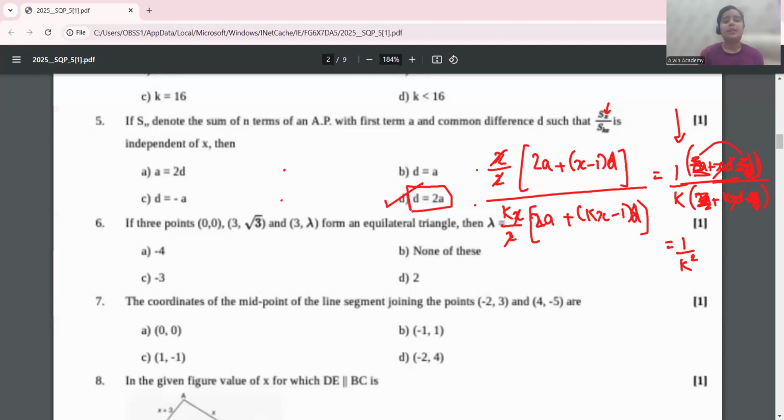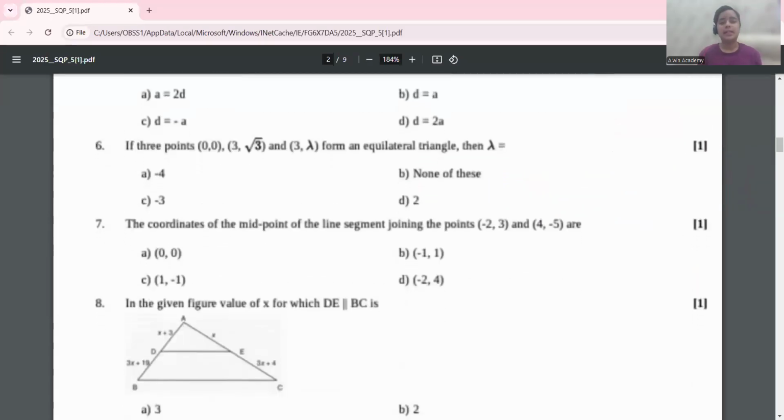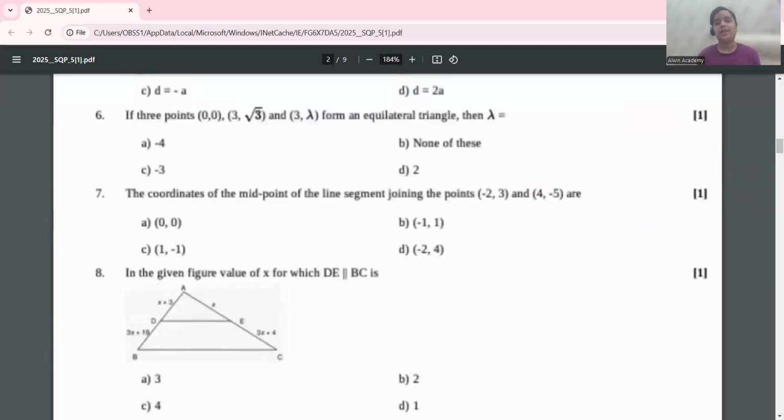Moving to the next question, if 3 points, this, and this form an equilateral triangle, then lambda, this particular symbol is called lambda, then lambda is equal to. Now, an equilateral triangle basically means all three sides are equal. We can first apply the distance formula here to find the length, which would come out to be root 12 or 2 root 3 units.